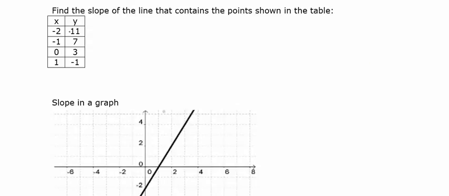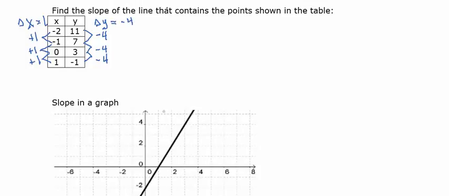So we could do the same thing. In fact, we're going to do it two ways here. -2 to -1 we added 1. -1 to 0 we added 1. 0 to 1 we added 1. So on the change in x we always have 1. And from 11 down to 7 it looks like we subtracted 4. 7 down to 3 we subtracted 4. And again 3 to -1 we subtracted 4. So the change in y is going to be equal to -4. So the change in y over the change in x is going to be -4 over 1, or -4.